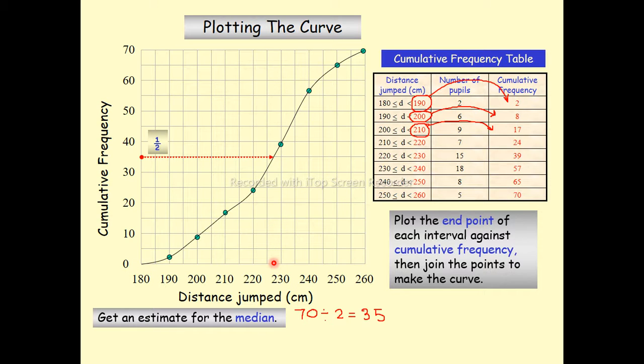Yeah, for 227. Yes, 227 median. So the median is 227. All right, and so it's an estimate.